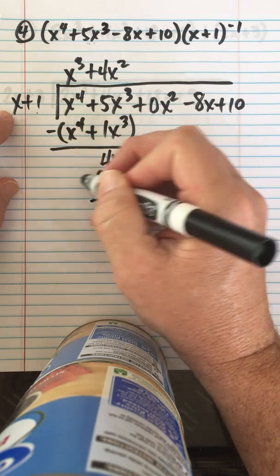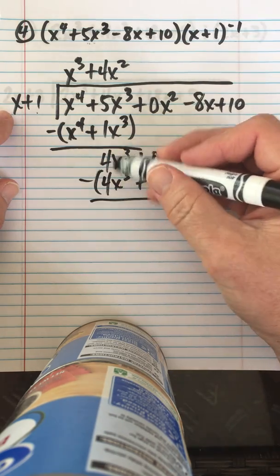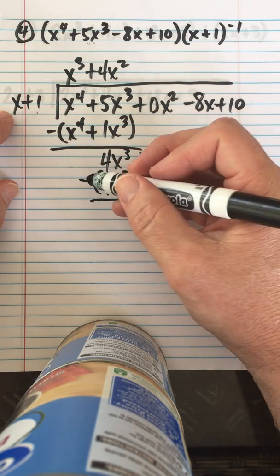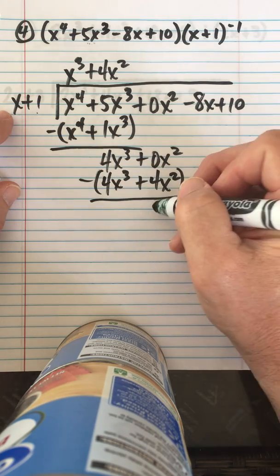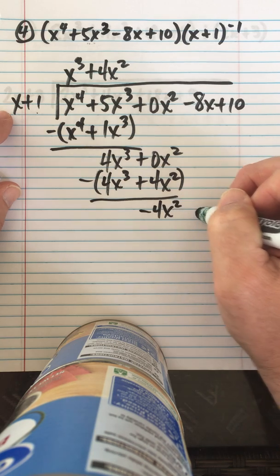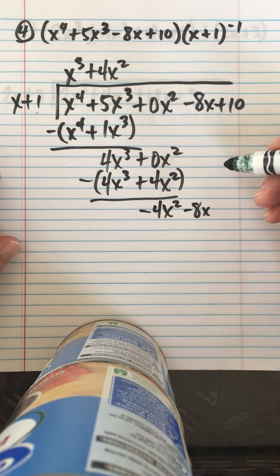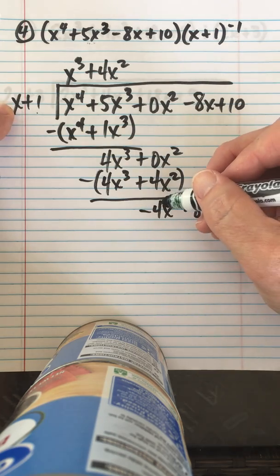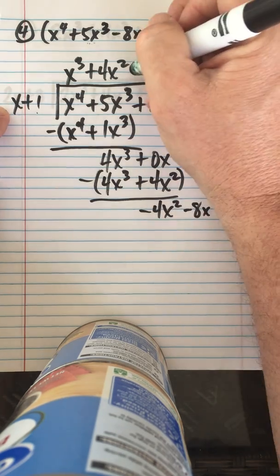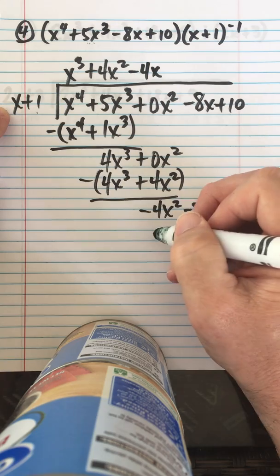You are subtracting these things. Those go away. What's 0 minus 4? It's a negative 4x squared. Bring down the next term. Go through the process again to get x to become negative 4x squared. That'd be a negative 4x.